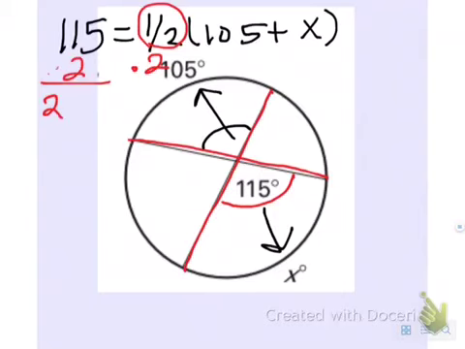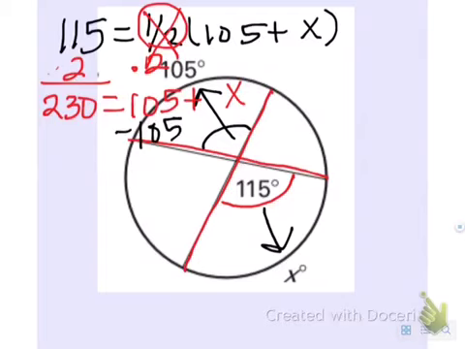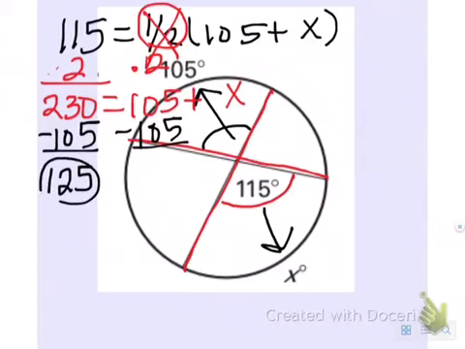So that gives me 230. The 1/2 and the 2 cancel each other out because half of 2 is 1, equals 105 plus x. So to solve for x, what I need to do is isolate the x, so I'm going to subtract 105 from both sides. So the remaining arc measure is going to be 125. So those are the two examples of when you have intersecting chords.